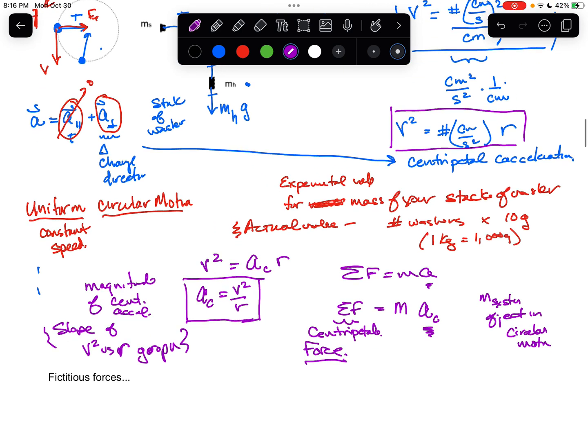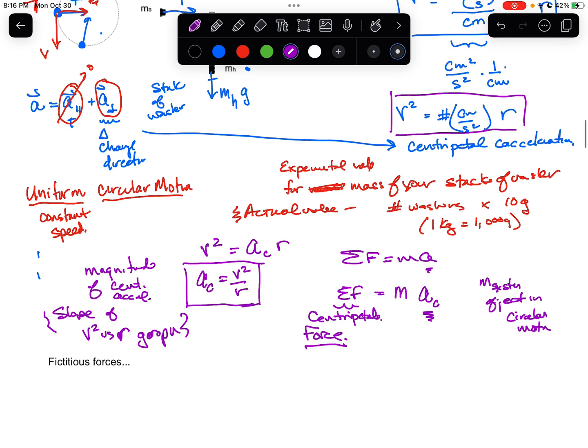So how does this apply to this actual value? We're going to set up a net force equation. Our mass is given as part of the sim. The centripetal acceleration is the slope of your graph. And then the tension force is your centripetal force. That was what was causing the mass to move in a circle.